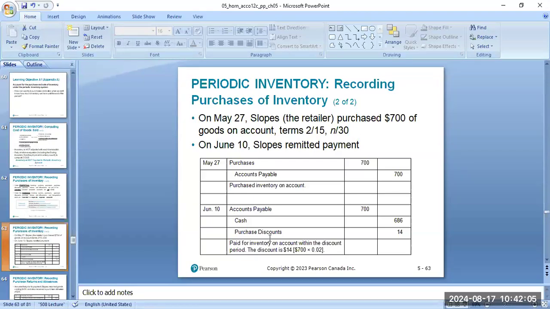So what we have: debit purchases, credit accounts payable. As you can see, the difference between this and the other one is that in the previous case, we debited the inventory account. Now we're debiting a separate account, purchases, and creating accounts payable.